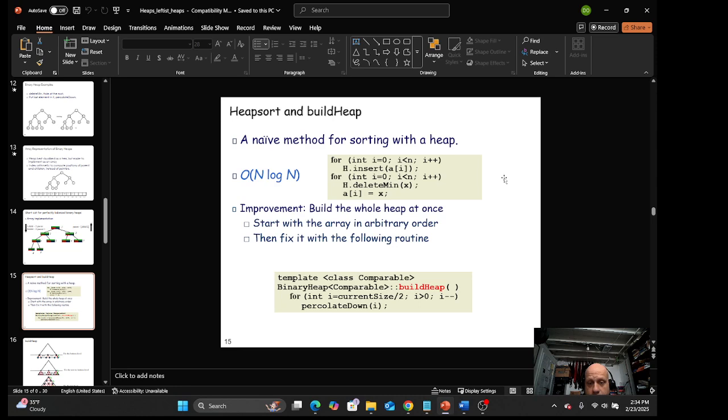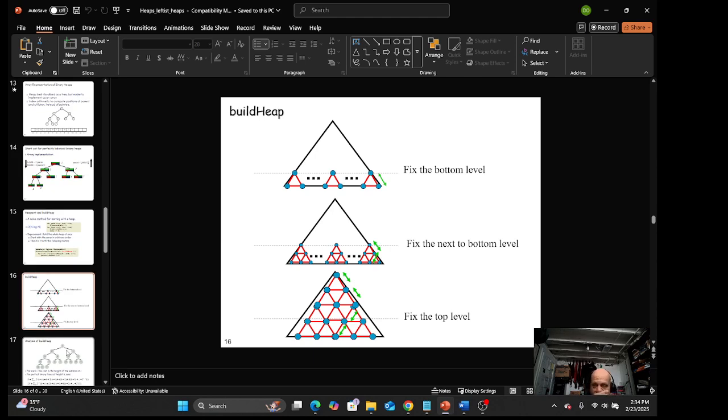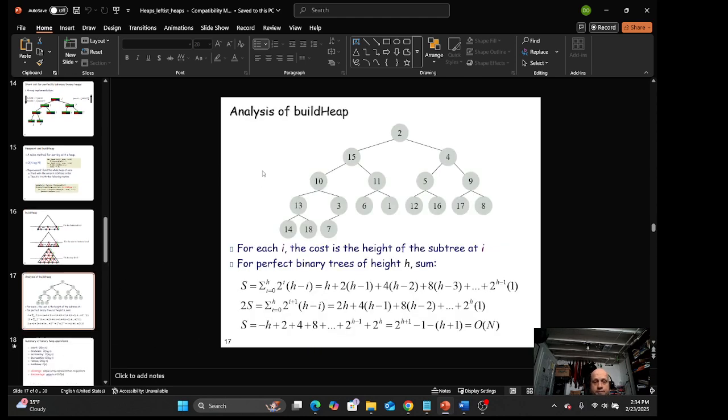Template class Comparable. I have a binary heap of the Comparable type, build heap, and then I take the current size and apply the percolate down operation. So build heap: fix the bottom level, fix the next bottom level, and then work your way up to the top. Analysis of build heap: for each i, the cost would be the height of the subtree at i. For perfect binary trees, you perform the operations here to get the sum, and you'd have big O of n.